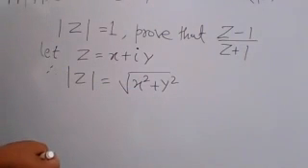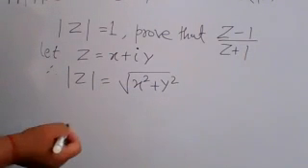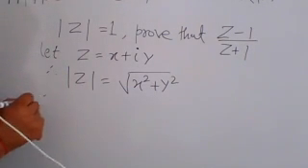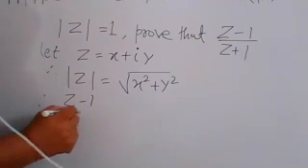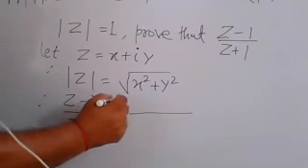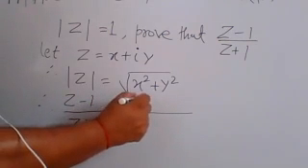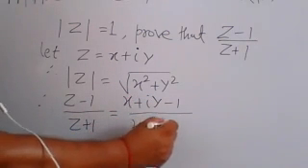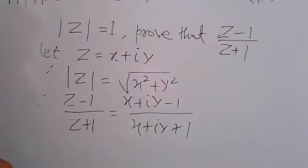Okay, now come to the point where you are trying to find the value of Z minus 1 upon Z plus 1. So here you write Z minus 1 upon Z plus 1. Now putting the value of Z, you can write x plus Iy minus 1 divided by x plus Iy plus 1. Okay. Now express it in the standard form.